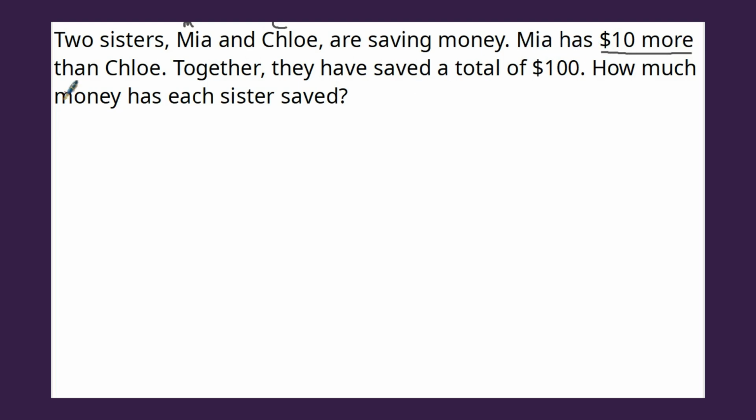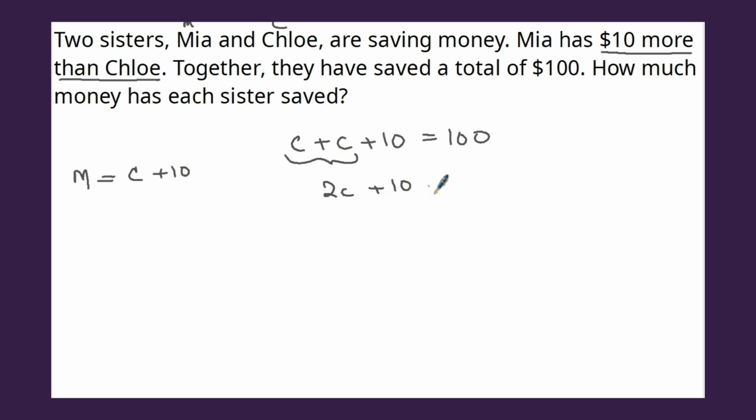Well, the first thing we have to do is realize that Mia has $10 more than Chloe. So to solve it, we're going to substitute M for C plus 10, which is Chloe plus $10. Then we can make an equation in which we combine the two like terms, C plus C, to get 2C. And then 2C plus 10 equals 100.